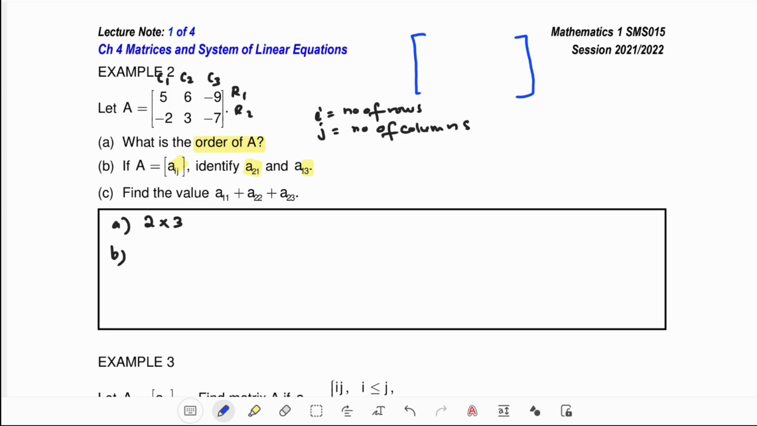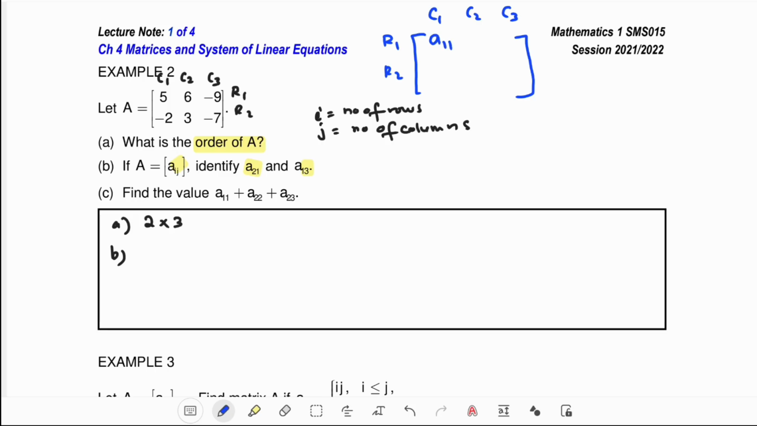Since the given matrix is 2 by 3, this is the first row, second row, and first, second, and third columns. So the first entry given here is A11.